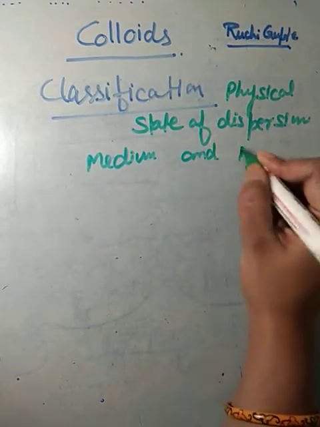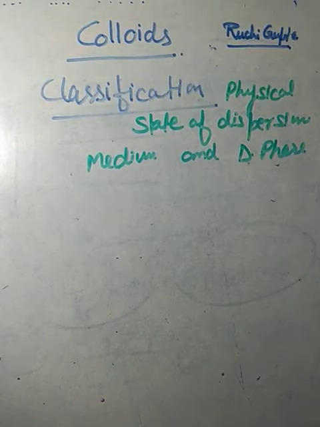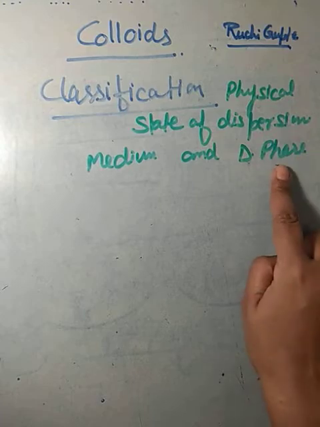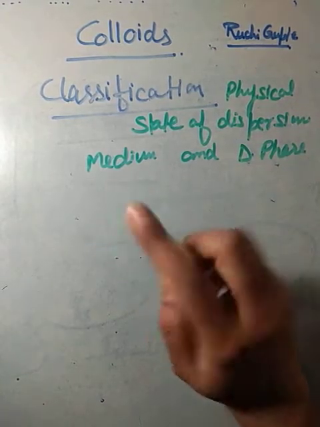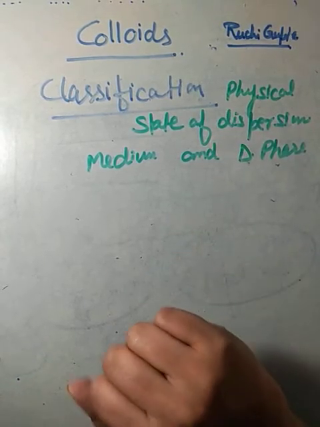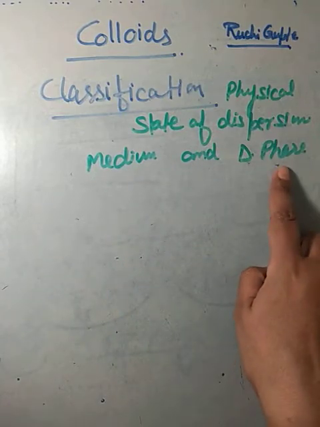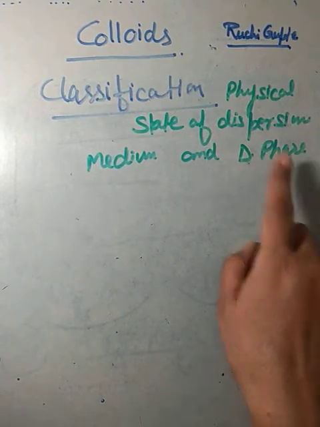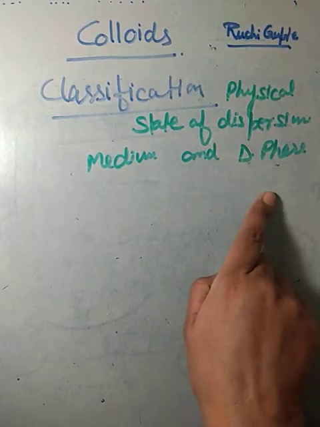And dispersed phase. It means, for example, if the dispersed phase is in the solid form and the dispersion medium is also in the solid form, then the name of the sol or the colloid will be solid sol. If you are taking the dispersed phase as a liquid while the dispersion medium is a solid, then the name of the colloid will be gel.